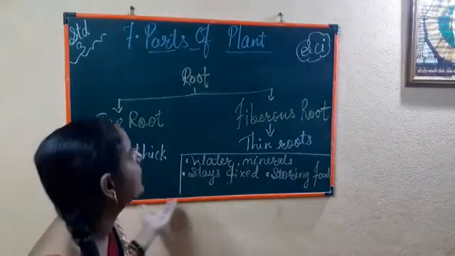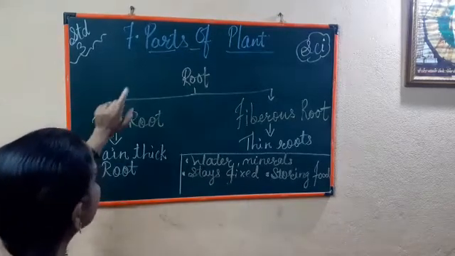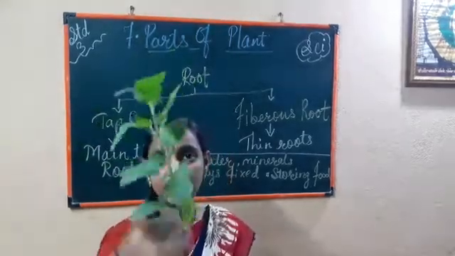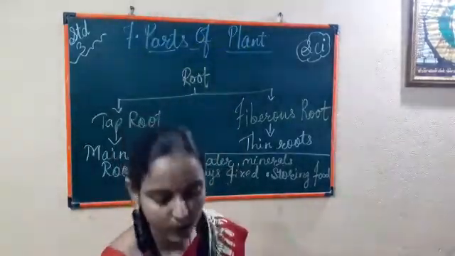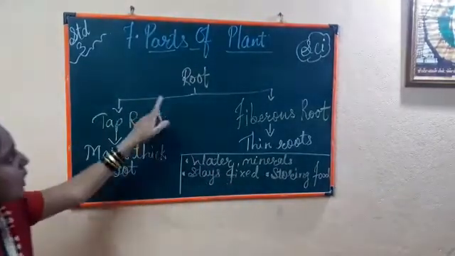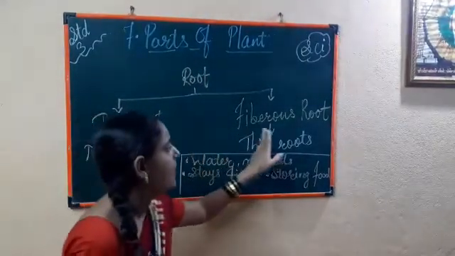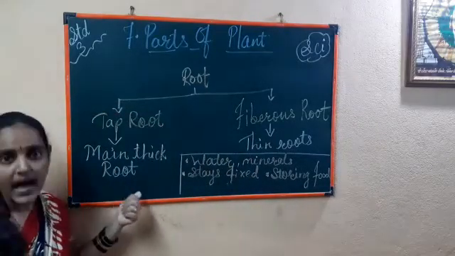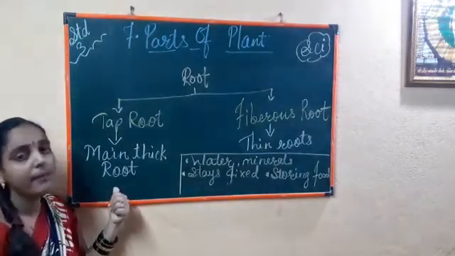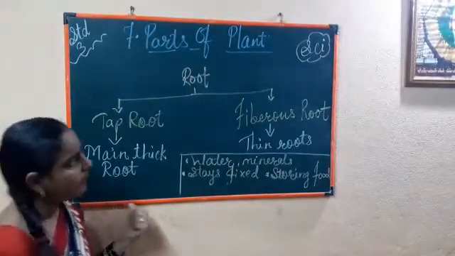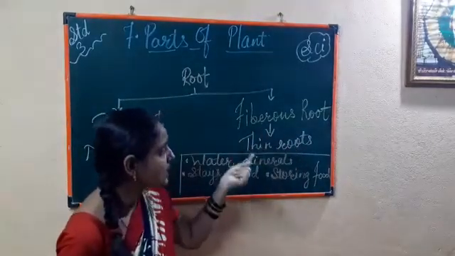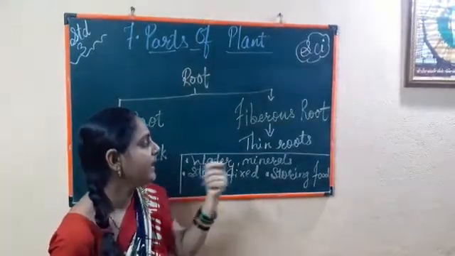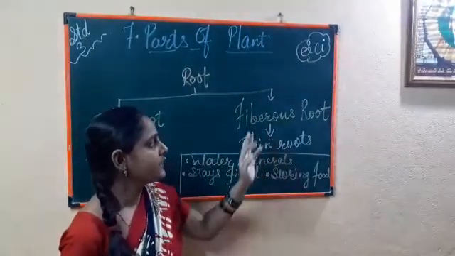So this is all about the root from lesson number 7. The plant has two parts, this is shoot and this is root. Today we have learnt about the root. Root has two types, taproot and the fibrous root. Taproot is the root which has a main thick root, and besides it has small thin roots. Fibrous roots are the roots which have only many small thin roots.